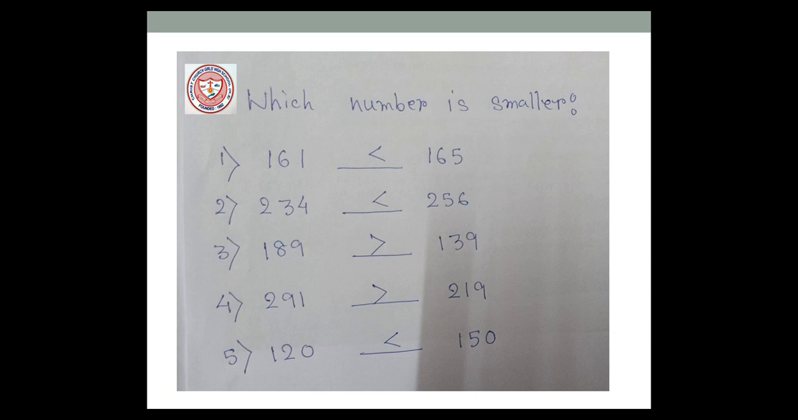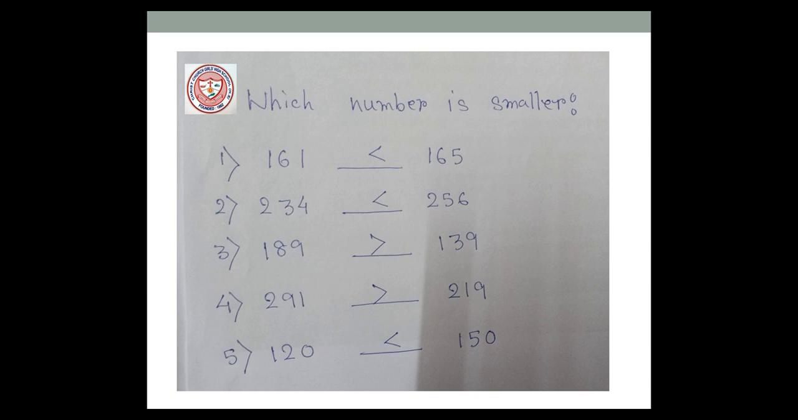Children, look at the chart very carefully. Now, tell me which number is smaller? 161 and 165. Here, 161 is smaller than 165. That's why the alligator's open mouth is towards the bigger number. 234 and 256. 256 is bigger than 234, and that's why the alligator's open mouth is towards the bigger number.